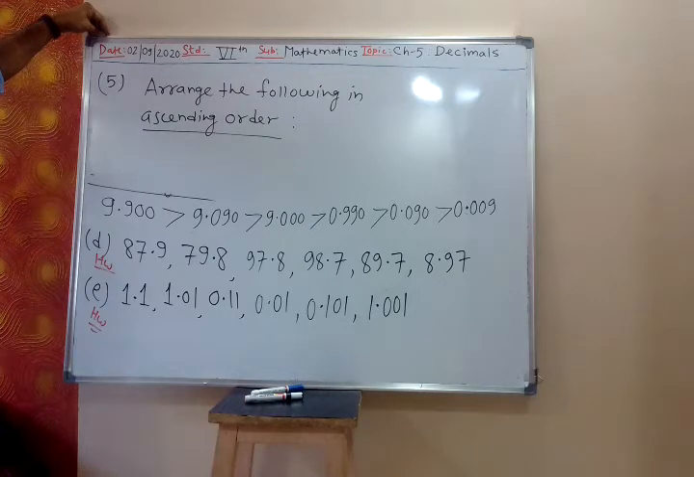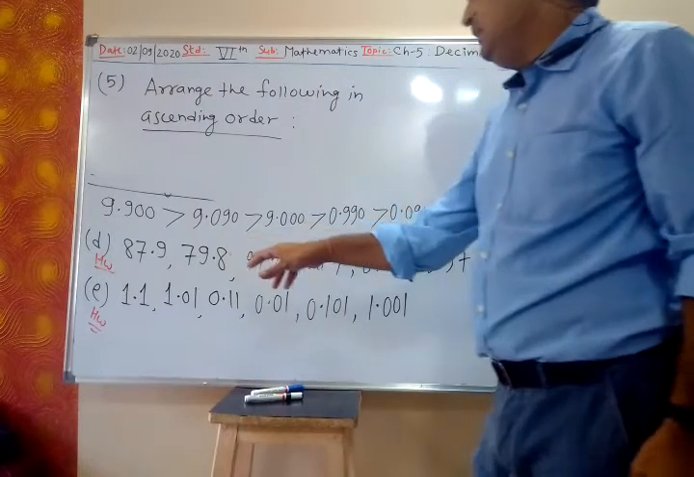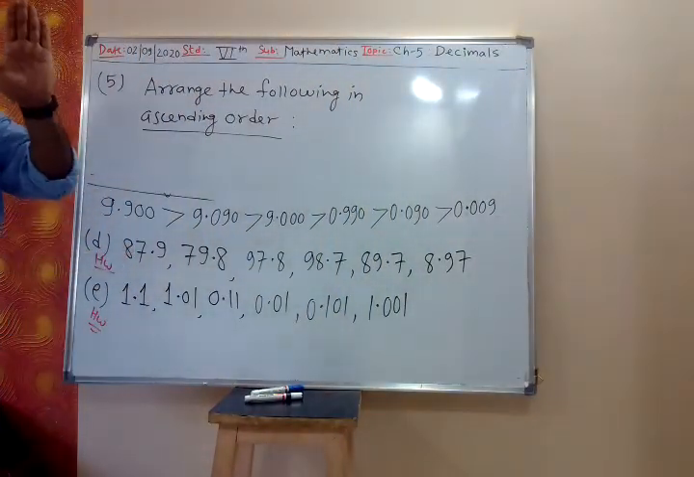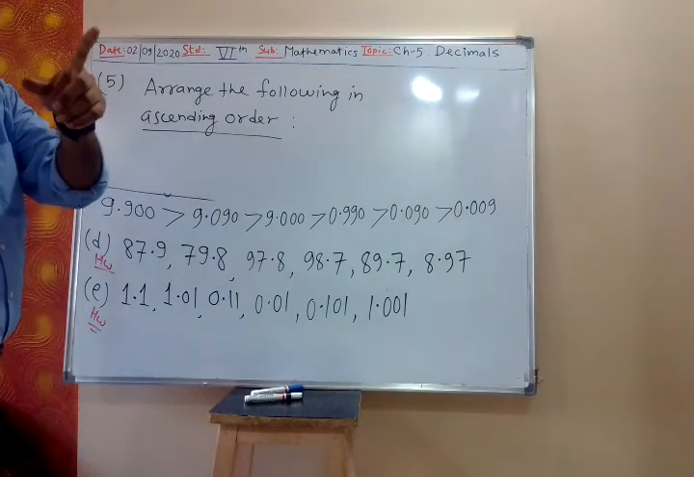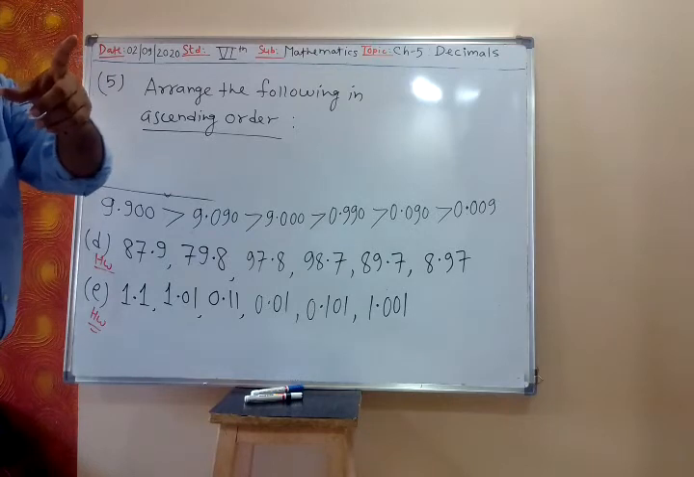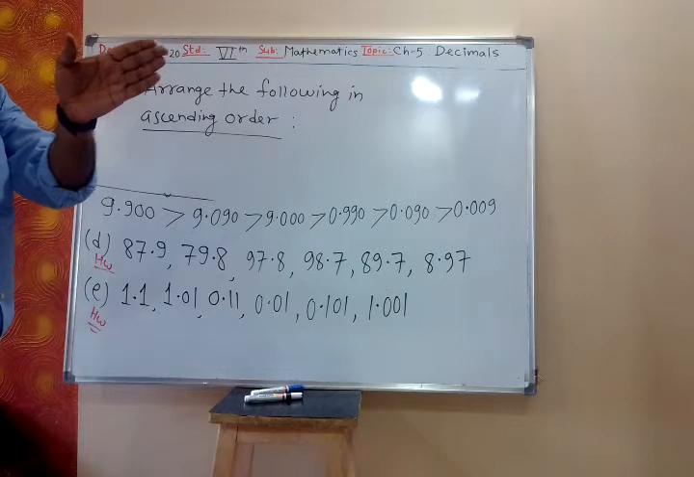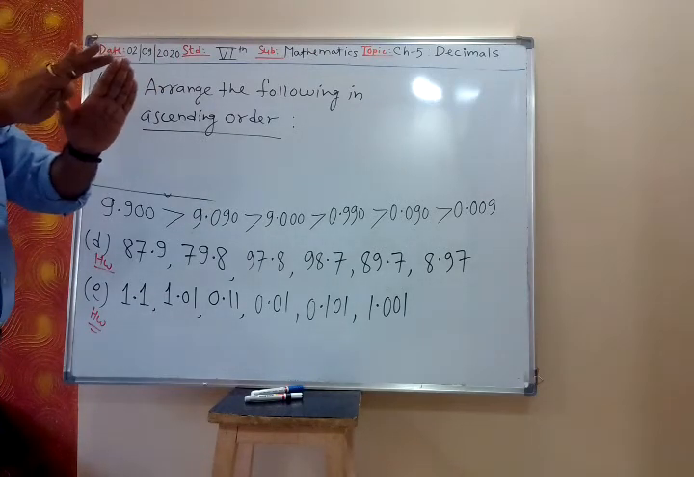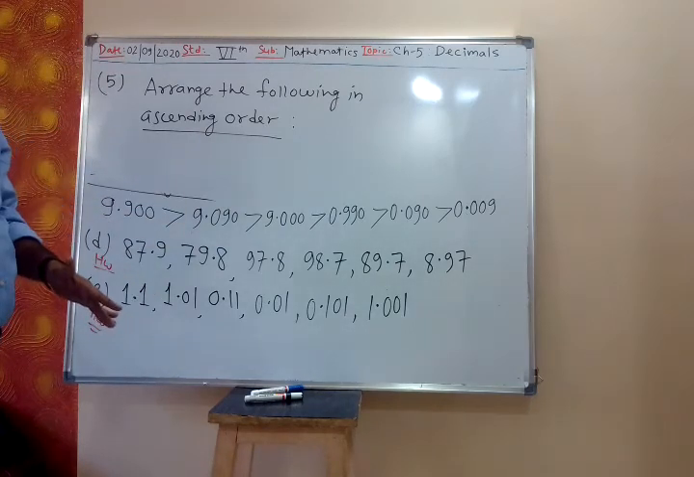No, see here, see here my dear. You have to see for like decimal, the number of digits after decimal should be the same. We are not interested in the number of digits before decimal. We are interested in the number of digits after point.